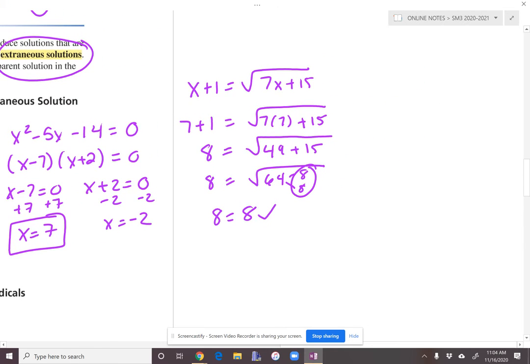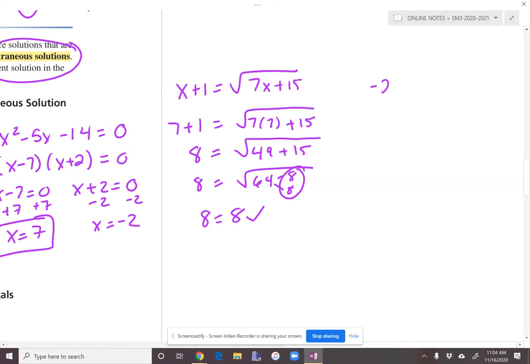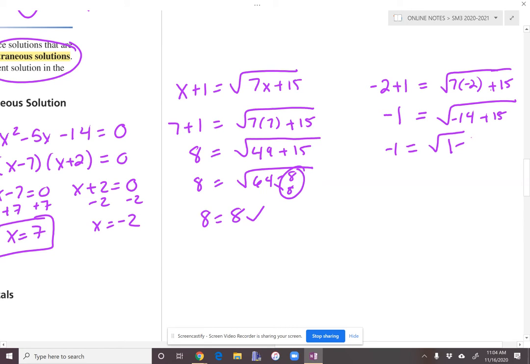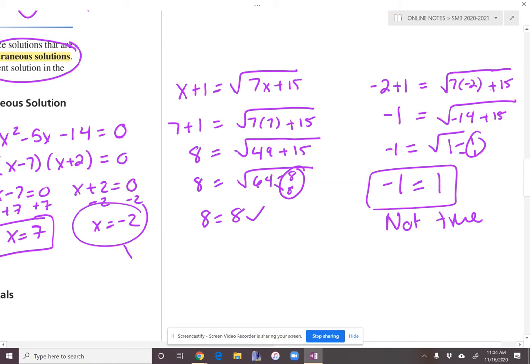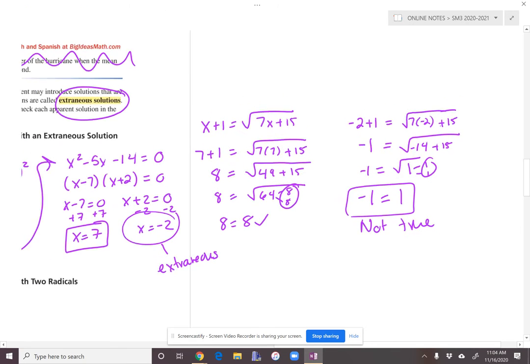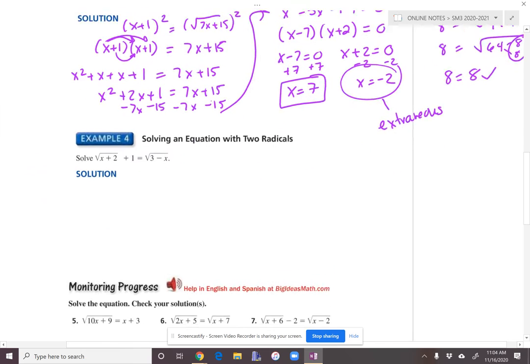If I do the same thing with negative 2, I get negative 2 plus 1 equals the square root of 7 times negative 2 plus 15. And I get negative 1 equals the square root of negative 14 plus 15. Or negative 1 equals the square root of 1. And the square root of 1 is 1. So I get negative 1 equals 1. That is not true. So that means that this is not a solution, it's an extraneous solution. Okay, so that's why checking your work is super duper important, okay?